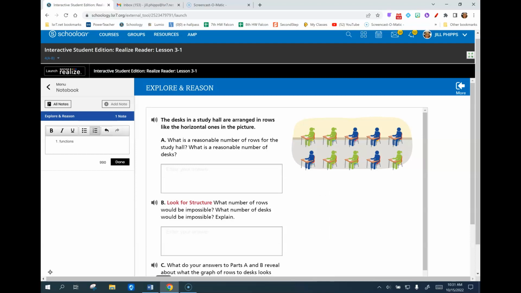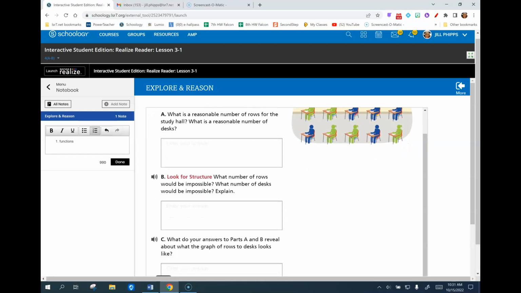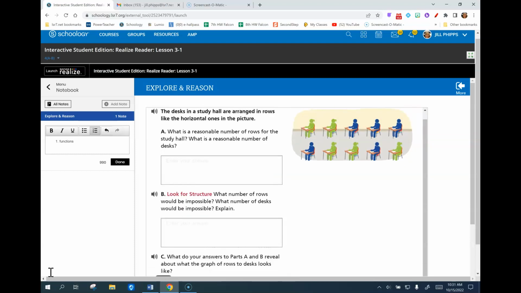Okay, so this goes through the problem like we've done before. And we can write our answers right in here. Now, those answers will not save. So if I try to write anything in this box right here, that first box under A, that will not be saved. But if I put anything over here in my notebook, it will stay.